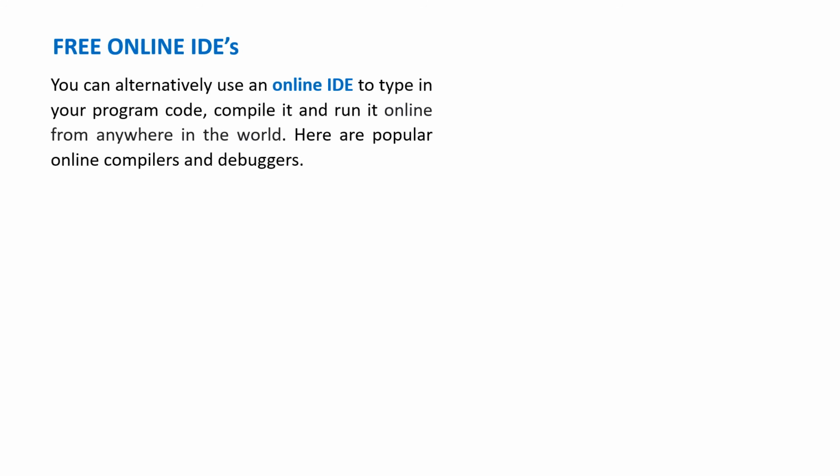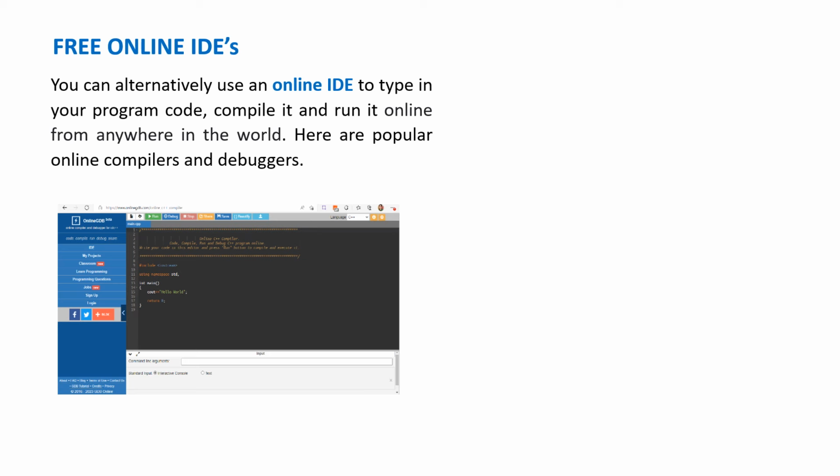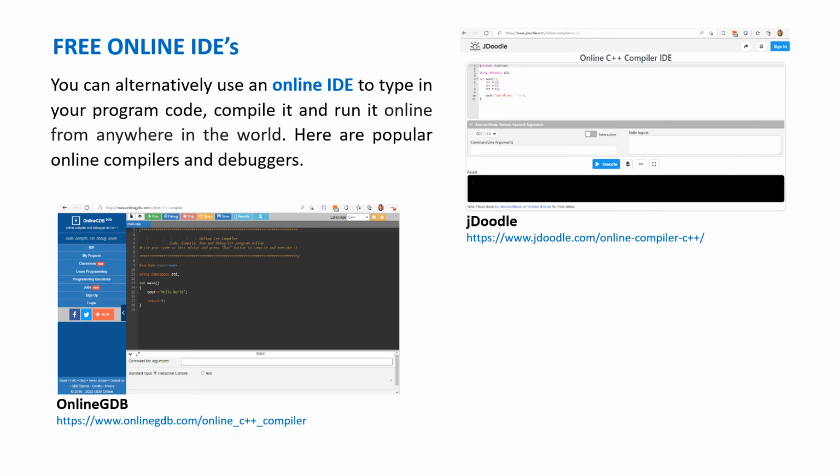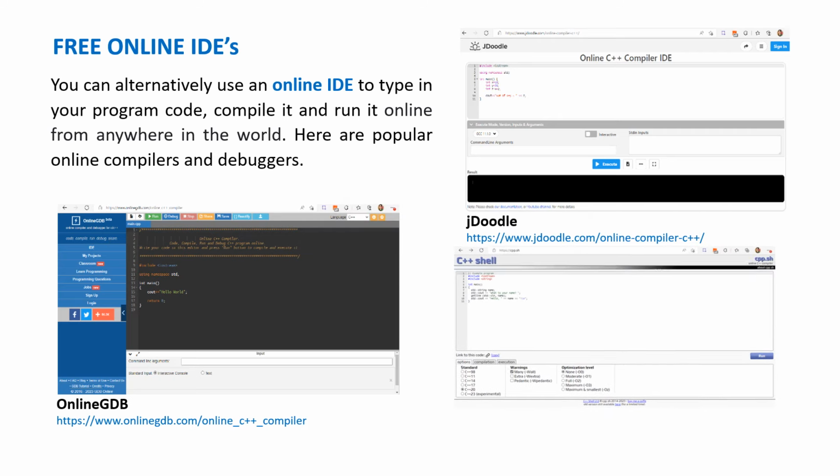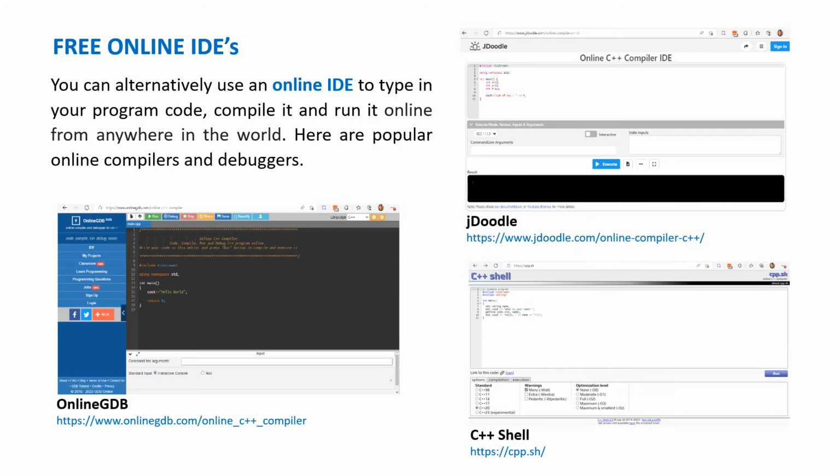Free online IDEs. You can alternatively use an online IDE to type in your program code, compile it, and run it online from anywhere in the world. Here are a few popular online compilers and debuggers. OnlineGDB, JDoodle, C++ Shell.